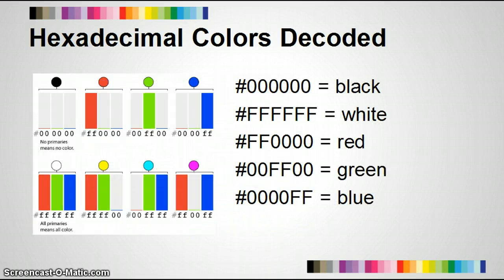This chart displays how the absence of the red, green, and blue results in black, and the maximum value of each results in white. It also shows how red, green, and blue are represented in hexadecimal codes, and how mixing them results in yellow, cyan, and magenta.